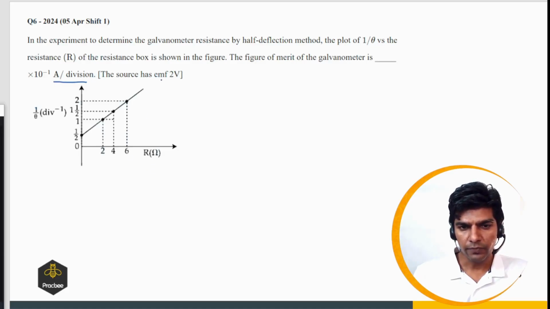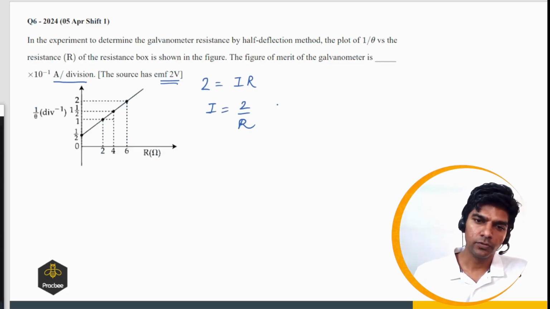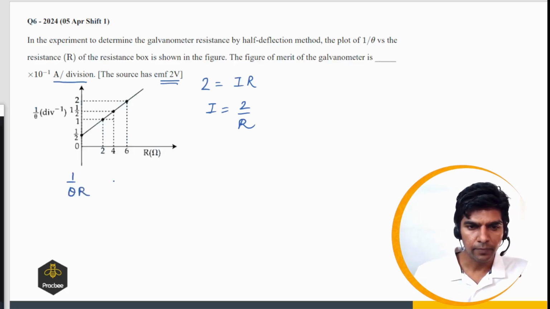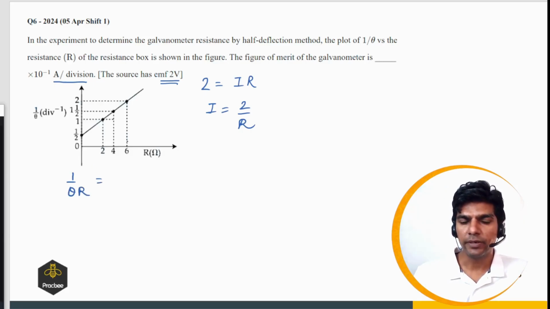here we have been given the EMF, right? And V is equal to IR. So we can find the current, which is 2 by R, right? So this will be the relation between current and the resistance. Now if you look at this graph, if you find the slope, that will give us 1 by theta R, because it will be dy by dx. So dy in this case will be 1 by theta, and dx will be R.